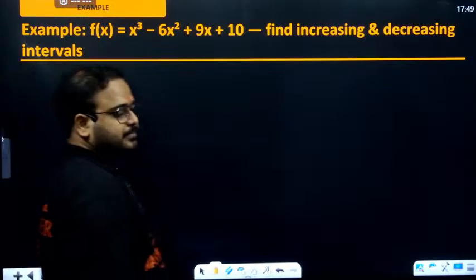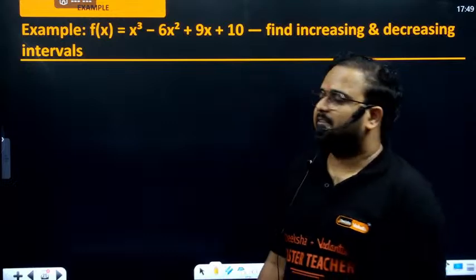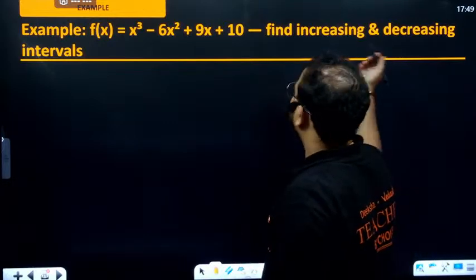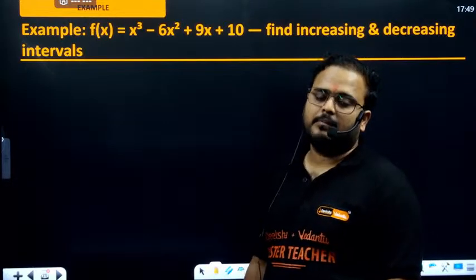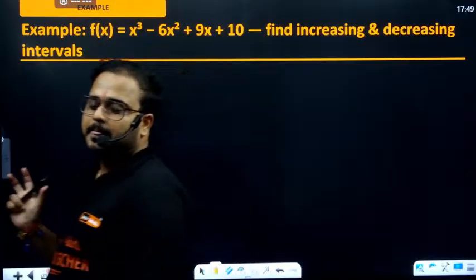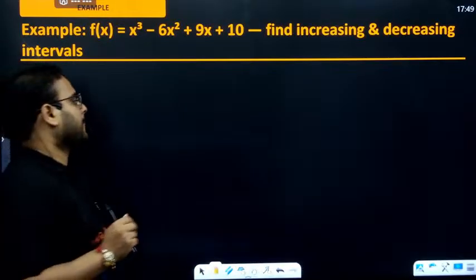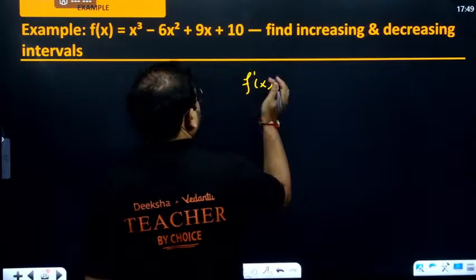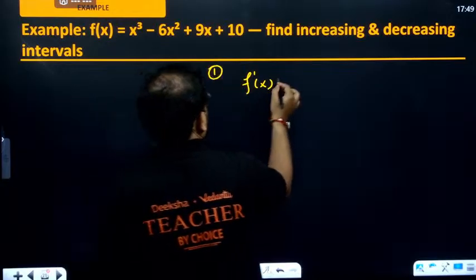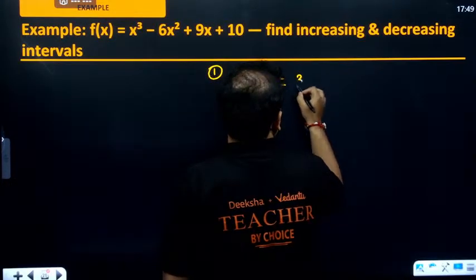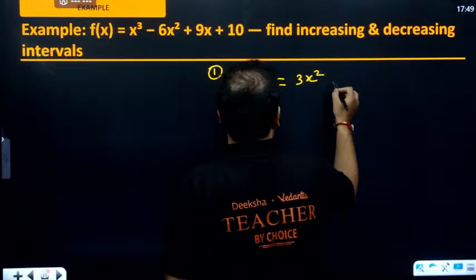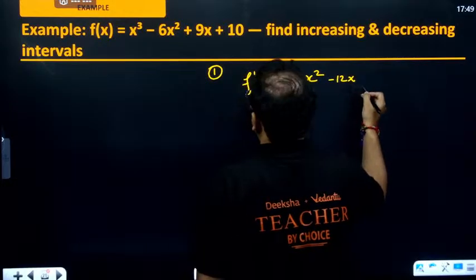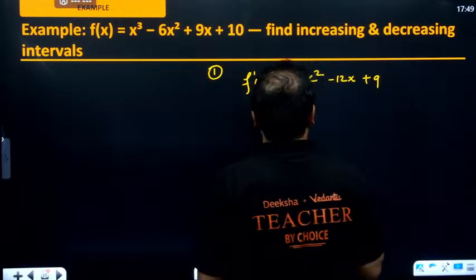Let's look at this question. f(x) is given. Find increasing and decreasing intervals. That means in what intervals the function is increasing or decreasing. Is that what they're asking us? Start from here. First step is to do what? Finding the derivative. So we'll have 3x square minus 12x plus 9.